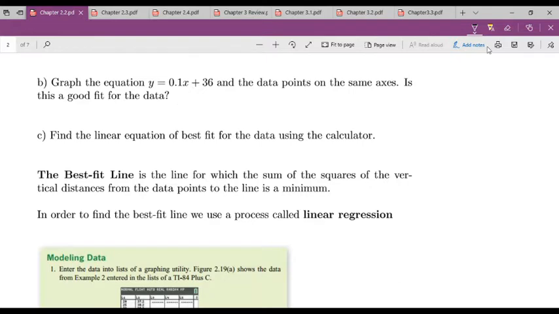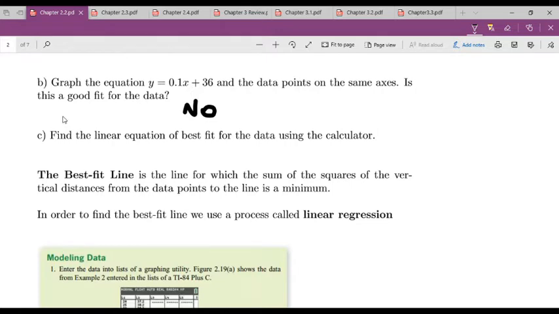Alright, so if we're back at it and you want to write something down with me, it says graph the equation on the same axis. We did that. Is this a good fit for the data? I would simply say no. Alright, C says find the linear equation for the best fit for the data using the calculator. We did that.